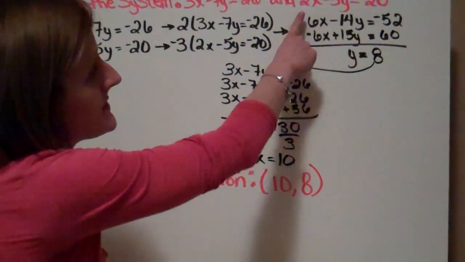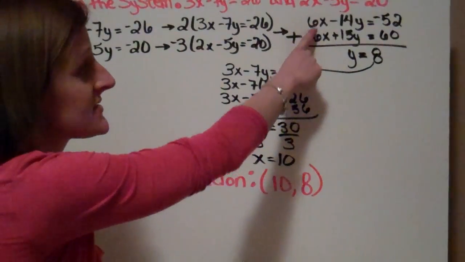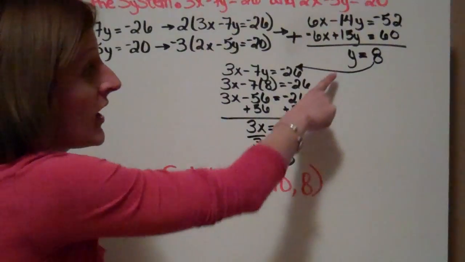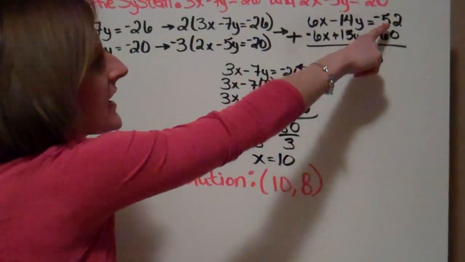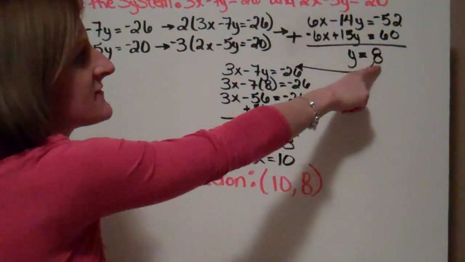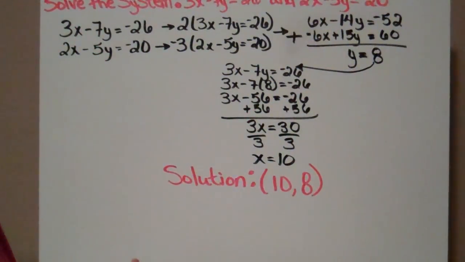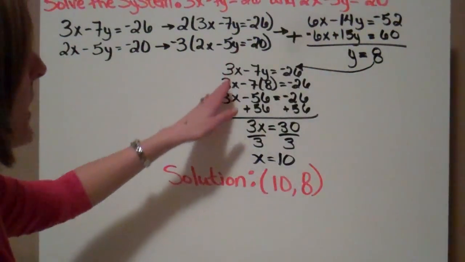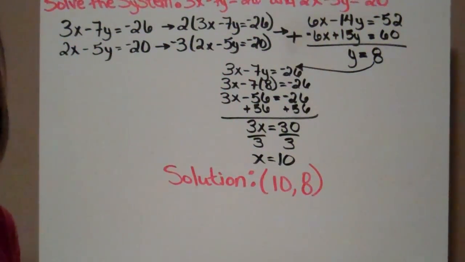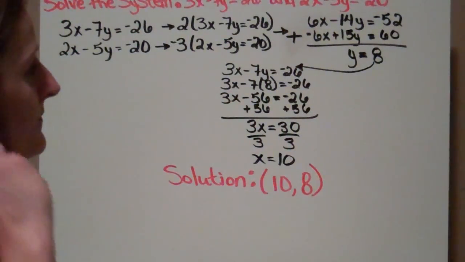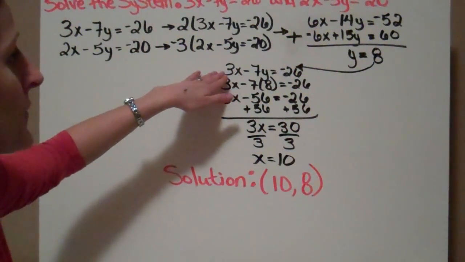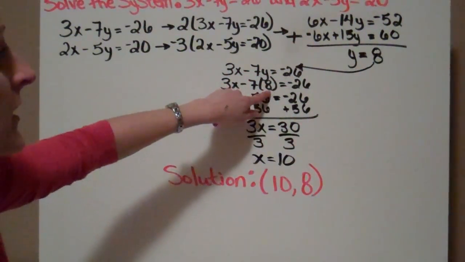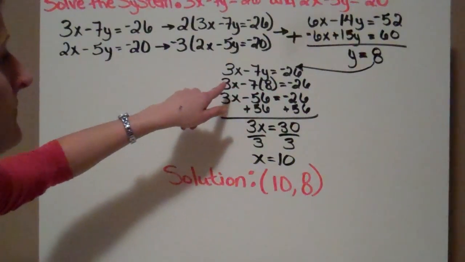Okay, let's add them. 6x plus negative 6x. This eliminates. Negative 14y plus 15y gives me y. And negative 52 plus 60 gives me 8. Easy, we're done. We've already got y equals 8. So I take that, plug it in, and like I said, first or second equation, it never really matters. So I take my first one, 3x minus 7y equals negative 26. Put in 8 for y this time.